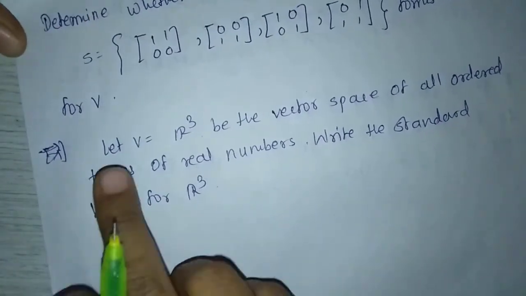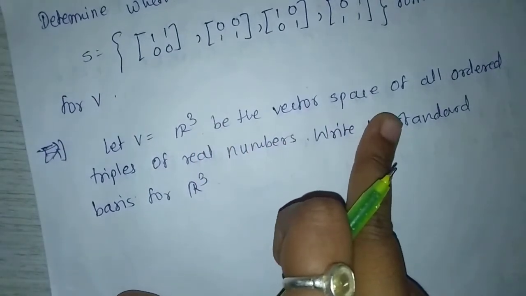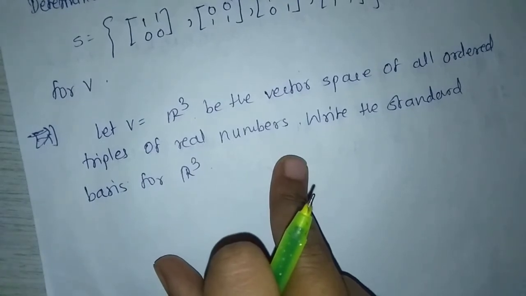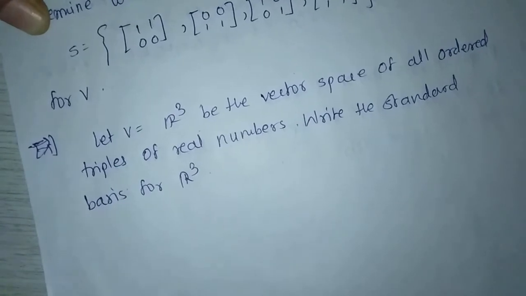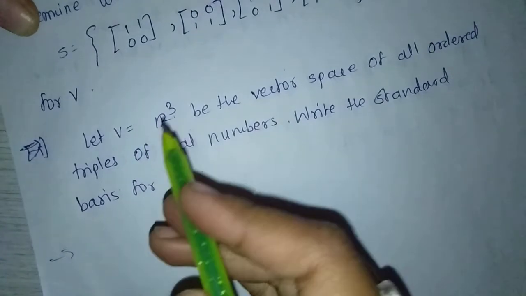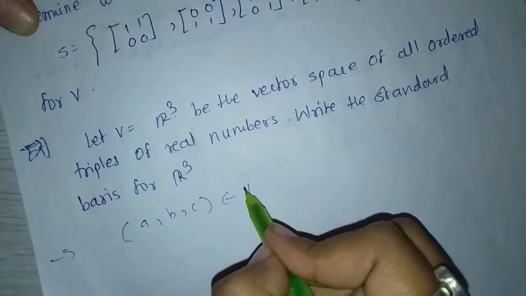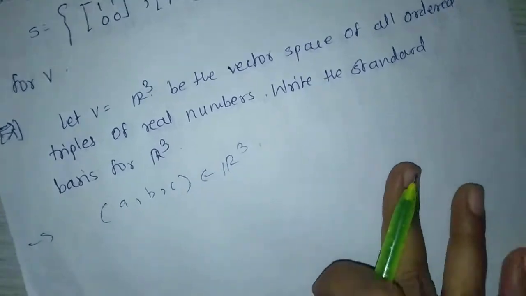Next example, let V equal to R3 be the vector space of all ordered triples of real numbers. Write the standard basis for R3. This is again your exercise. First take an arbitrary element (A, B, C) belonging to R3 and then find out the basis.